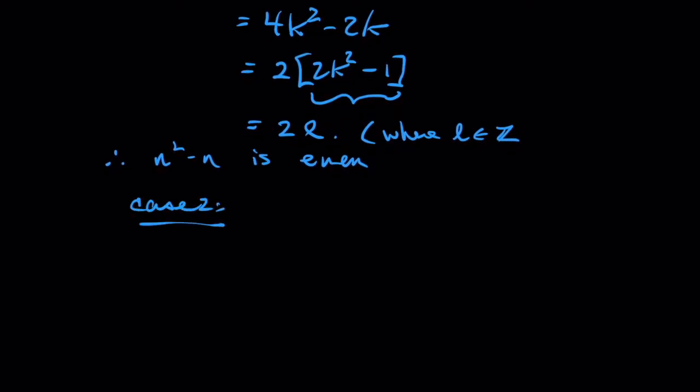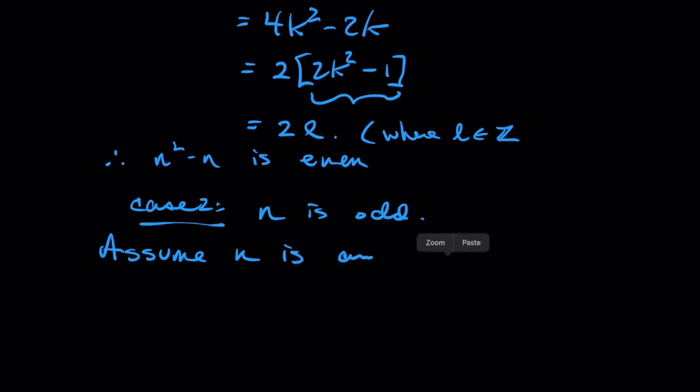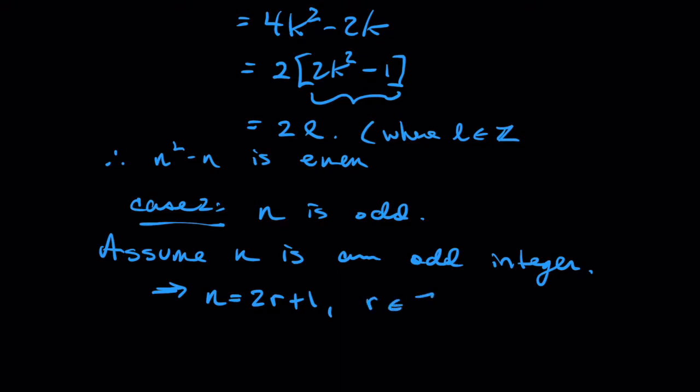So case 2, n is odd. So for the proof, we're going to assume n is an odd integer. And that tells us that n is equal to 2 times, and what I'm going to do here is say maybe r plus 1 for some integer r. So if I said n was equal to 2k plus 1, then that would mean that it was that and 2k are consecutive integers. So since it's the same proof, I just want to be very clear that this odd integer has nothing to do with this even integer.